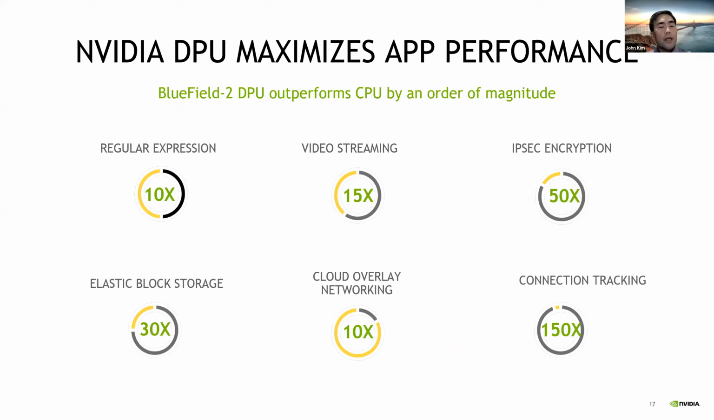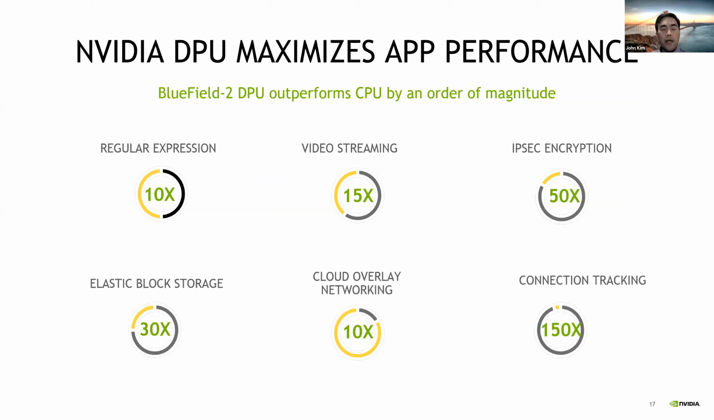So again, here are some examples with the Bluefield 2 DPU. Regular expression checking, which is good for stateful load balancing or for security scanning of traffic, is up to 10 times faster on the DPU. Video streaming can be 15 times more efficient. You can have 15 times more video streams with the packet pacing feature of Bluefield. IPsec encryption can be done up to 50 times faster with the hardware in the Bluefield chip than it can be done in software. Elastic block storage can have up to 30 times better performance than simple local storage.